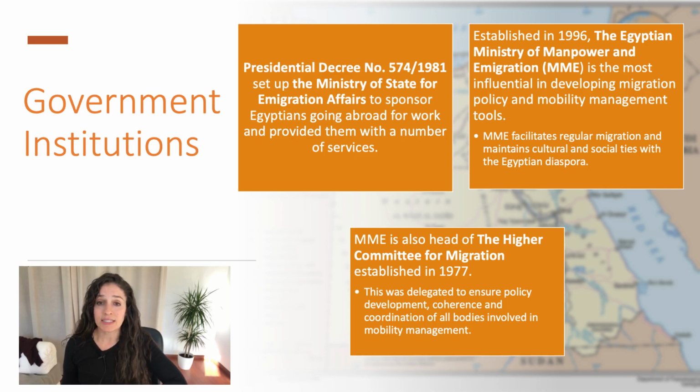So in 1996, the Egyptian Ministry of Manpower and Emigration, or MME, was established and is the most influential in developing migration policy and mobility management tools. The MME attempts to encourage and facilitate regular migration, as well as establish and enhance cultural and social ties with the Egyptian diaspora. So the MME is also the head of the Higher Committee for Migration, which was established in 1977. The Higher Committee for Migration was delegated to ensure migration policy development, coherence, and coordination of all bodies involved in mobility management in the country.